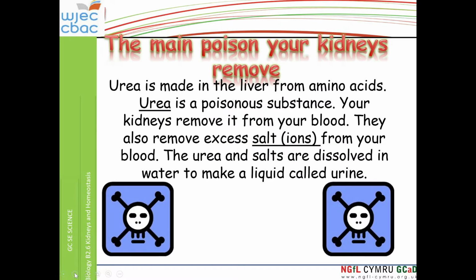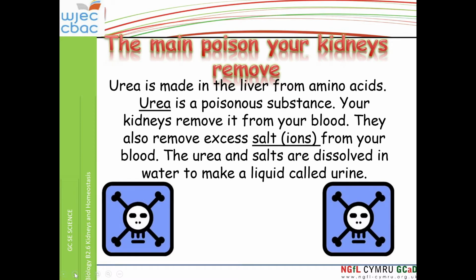So we know that this main poison your kidneys remove is urea, made in the liver from excess amino acids that have been broken down, and the technical term is deaminated, but I have yet to see that in a WJEC exam for them to request that word. Urea is a poisonous substance. If it builds up in your body, it will poison the cells because it's waste. So your kidneys need to remove it from your blood.